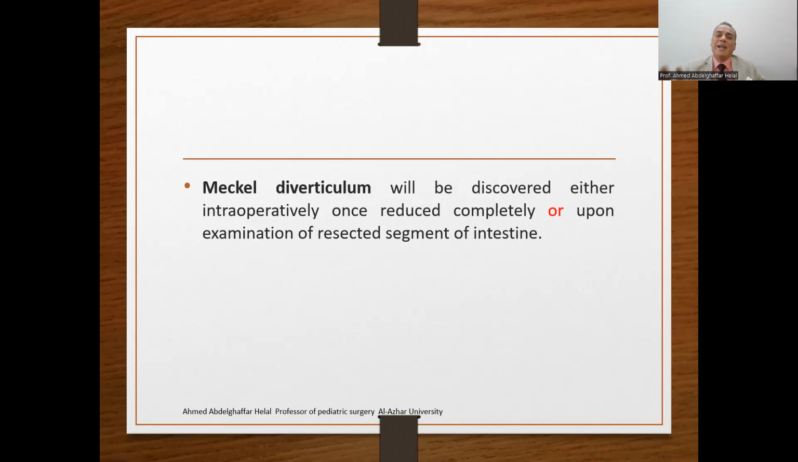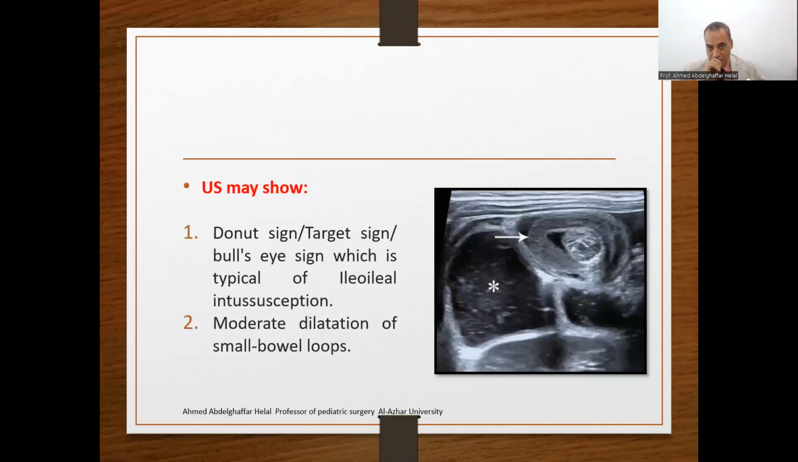Ultrasound will only diagnose the case as intussusception, based on the clinical presentation. And if you proceed to perform an air reduction enema, you will reduce the first part, and the second part may be difficult to reduce or may recur after reduction. Meckel diverticulum as the specific cause will be diagnosed intraoperatively once you reduce the intussuscepted mass, and also when you examine the resected part of the intestine.